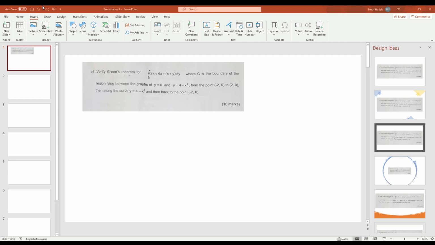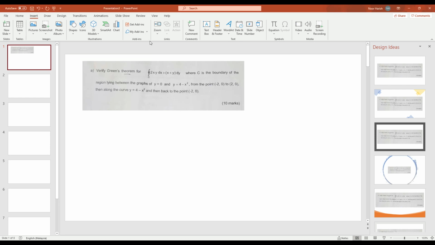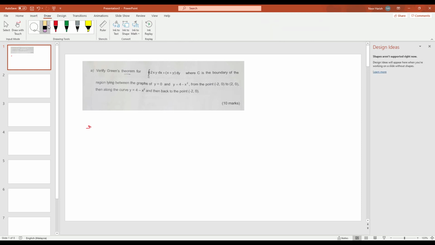For the first step, you have to draw the diagram. Step 1. Referring to the question, from the point (-2, 0) to (2, 0), then along the curve y equals 4 minus x squared, then back to the point (-2, 0). From there we can draw the graph.